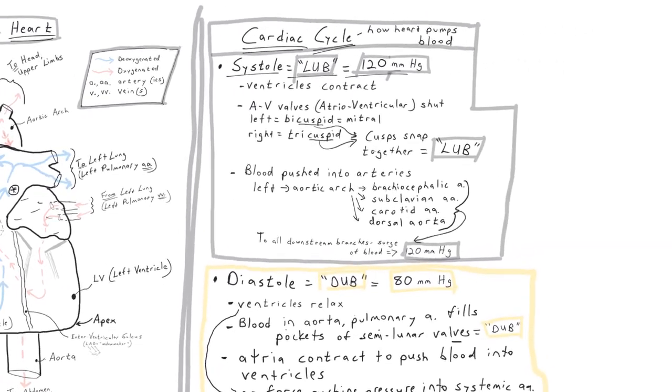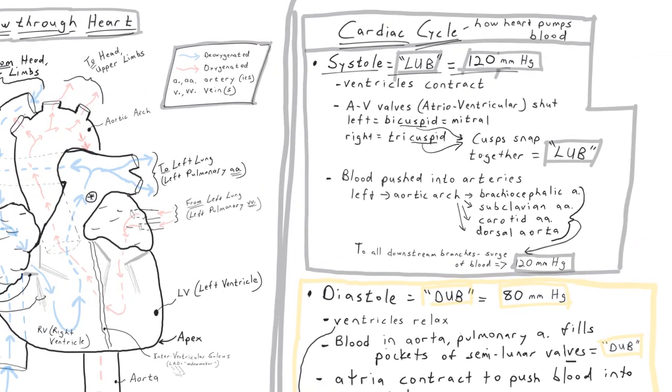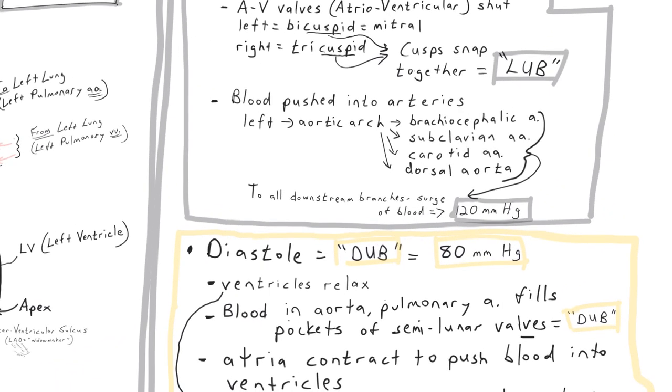So that lub sound that we hear, the first heart sound that's associated with systole, comes because when the ventricles contract, the atrioventricular valves shut, the cusps snap together, and we can hear that as an audible lub sound. The blood then gets pushed through the pulmonary arteries and also through the aorta, specifically on the left side, into the brachiocephalic, subclavian, carotid, dorsal aorta, out to all of the rest of the parts of the body, and in all the downstream branches of those arteries, there is now a surge of blood as the ventricles contract, raising the blood pressure, on average, normal in adult, to 120 millimeters of mercury.